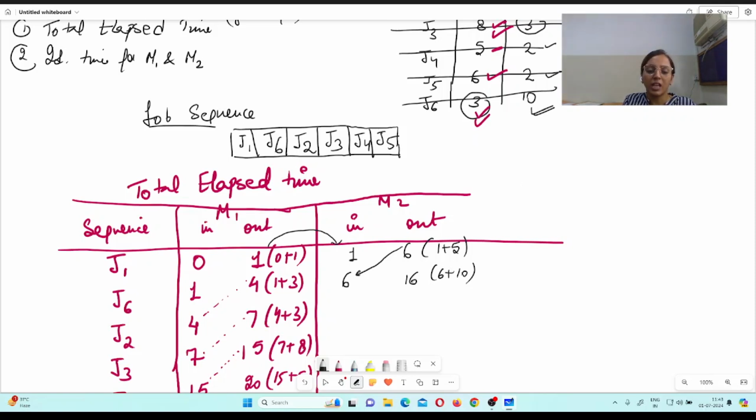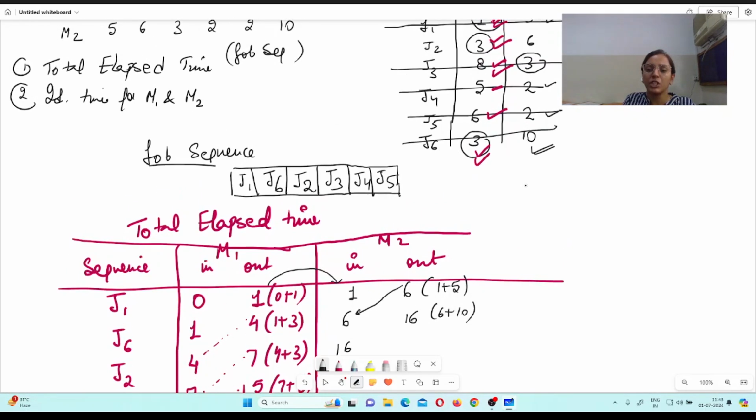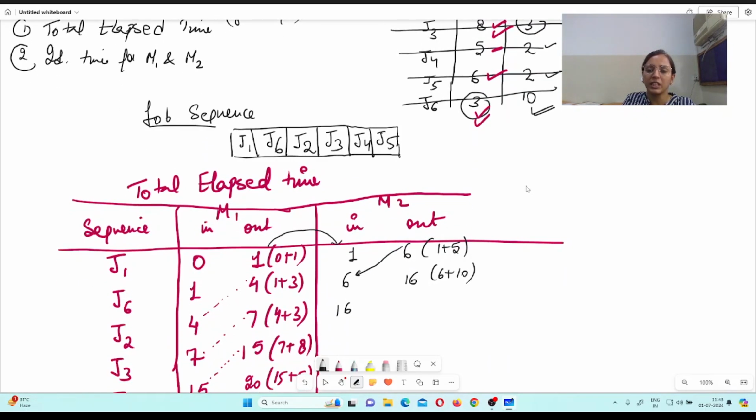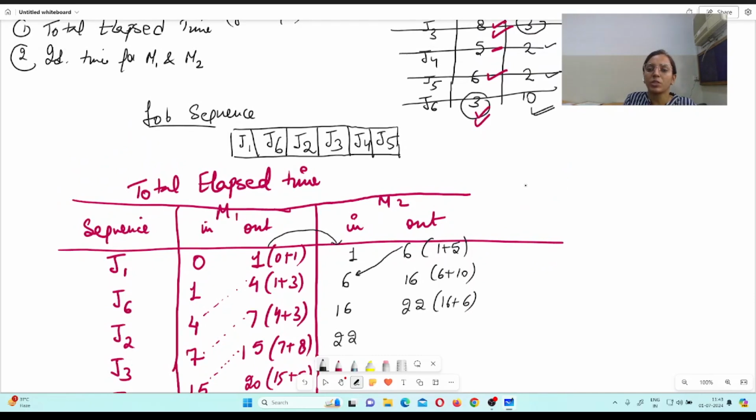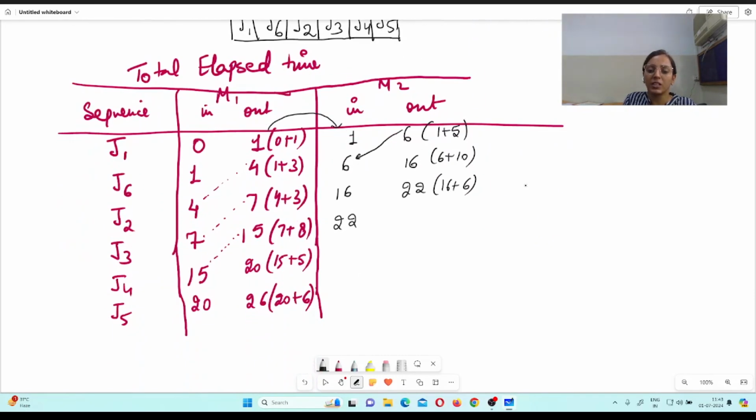Okay. Now the starting up over here will be 16 and J2 time for the machine 2 is given over here as 6. So 16 plus 6 we have to do. 16 plus 6 will be 22. In bracket you can write it 16 plus 6. Now again over here will be 22. For J3, you have to find out how much time is there for the second machine. It is 3 minutes. So 22 plus 3, that will be 25. 22 plus 3 in bracket over here.